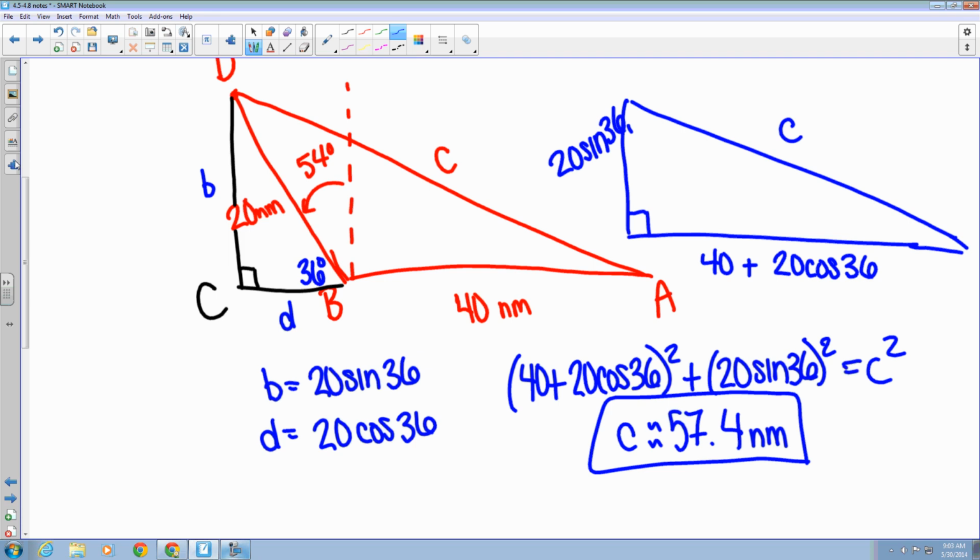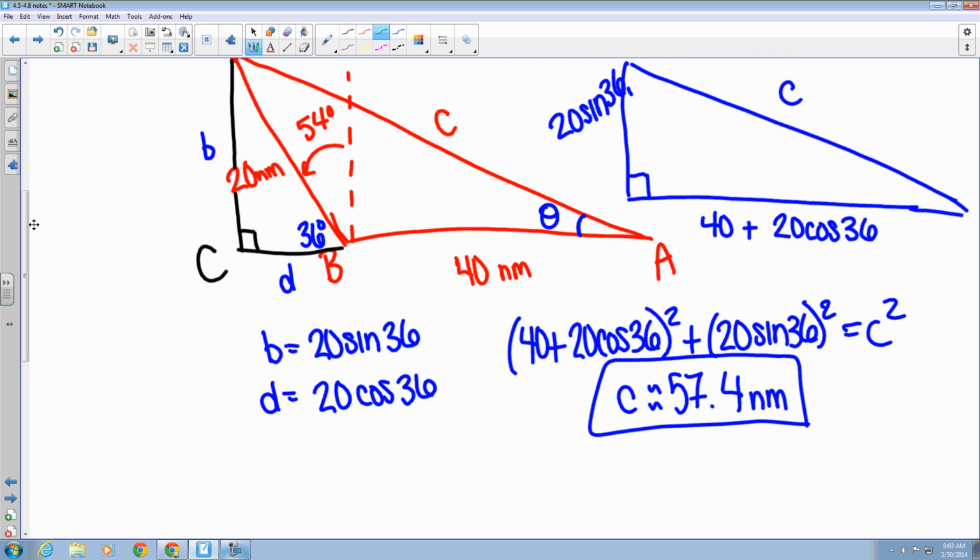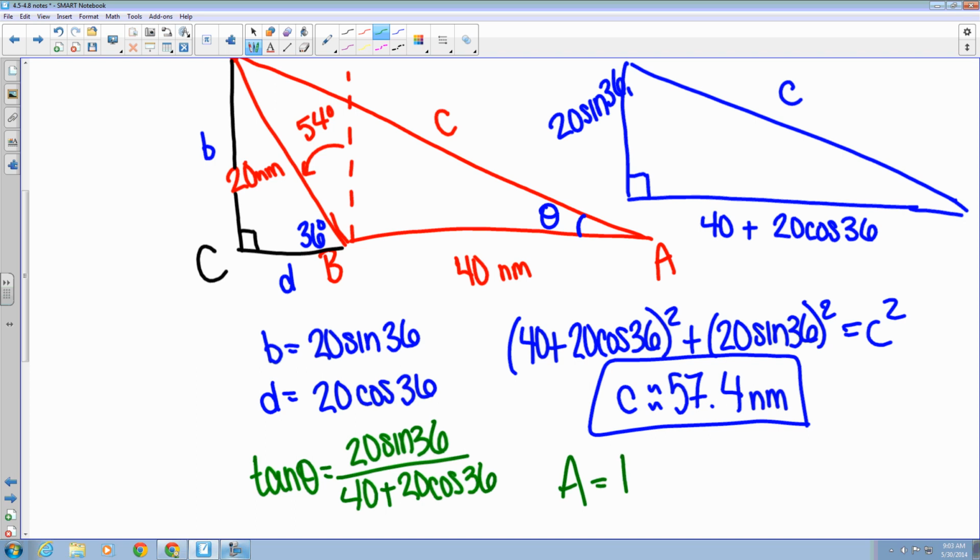Alrighty. So I actually still need to find this angle A over here. That's my bearing. So if I find angle A, I could now just do a ratio. Now that I have all three sides, I didn't even need all three to do the ratio, but let's do that anyway. Let's do tangent since I had those two originally. It would be 20 sine 36 divided by 40 plus 20 cosine 36. Take the inverse tangent of that ratio there, and I will get my angle A to be 11.82 degrees.